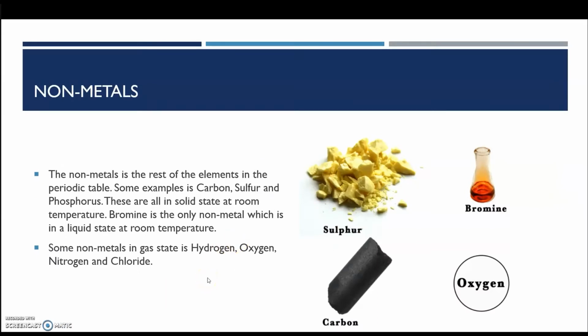The nonmetals are the rest of the elements in the periodic table. Some examples are carbon, sulfur, and phosphorus. These are all in solid state at room temperature. Bromine is the only nonmetal which is in a liquid state at room temperature. Some nonmetals in gas state are hydrogen, oxygen, nitrogen, and chlorine.